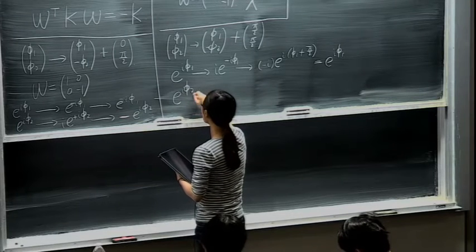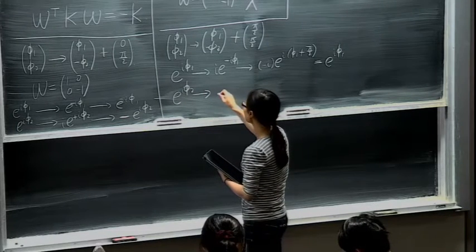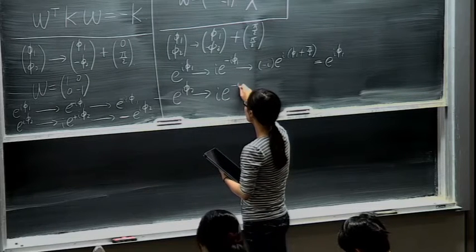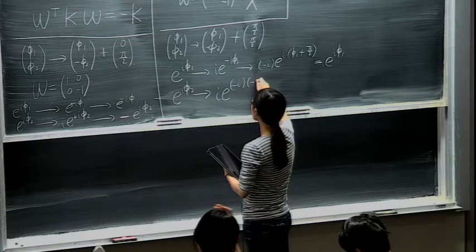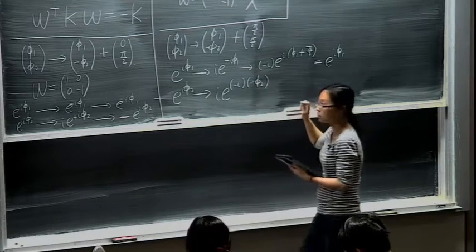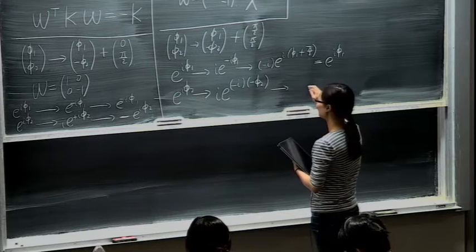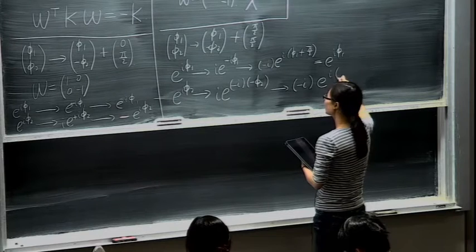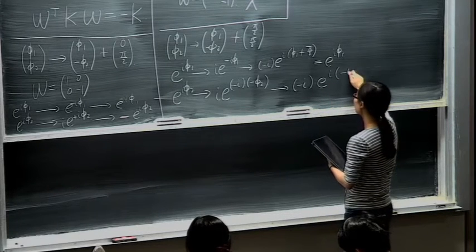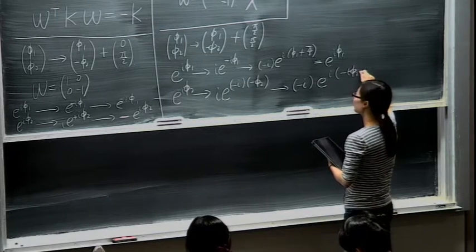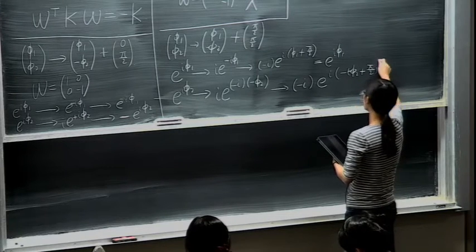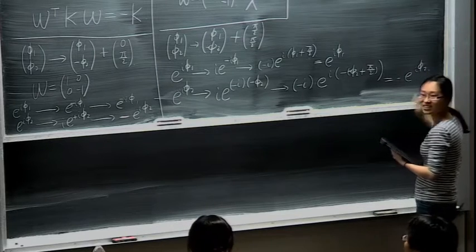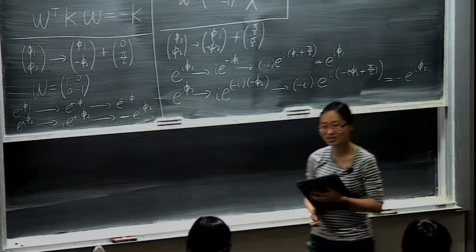It's e to the I phi 2 goes to I e to the minus I minus phi 2. And then, okay, I'll finish this. So it's minus I e to the I minus phi 2 plus pi over 2. Yeah, if you do the algebra, then there's a minus sign. Okay. Yeah, somehow the minus sign is very important, yes.